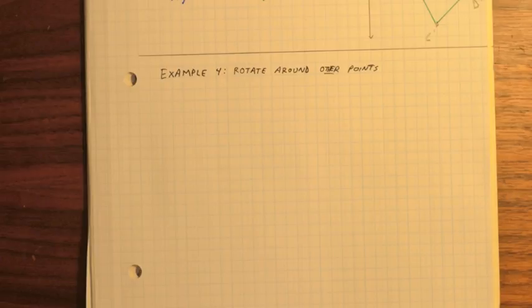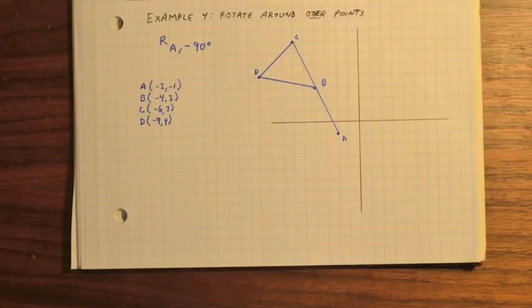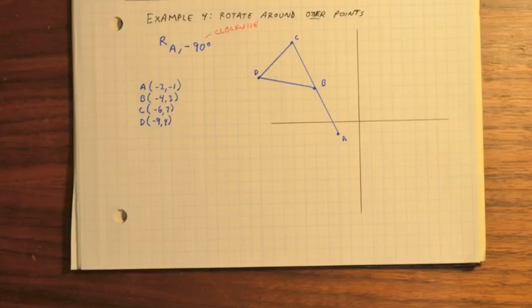And finally, we rotate around other points. So here we have rotate around point A, negative 90 degrees. So we're rotating clockwise, and there's not necessarily a great rule about this, but it is important to visualize what's going on.